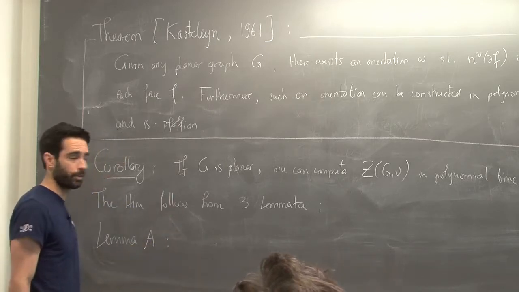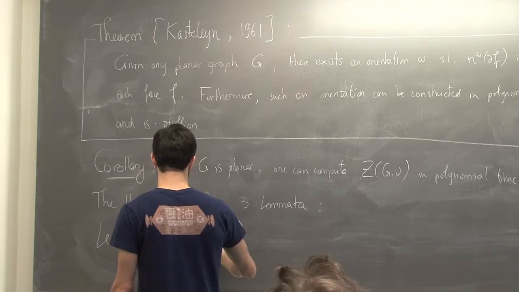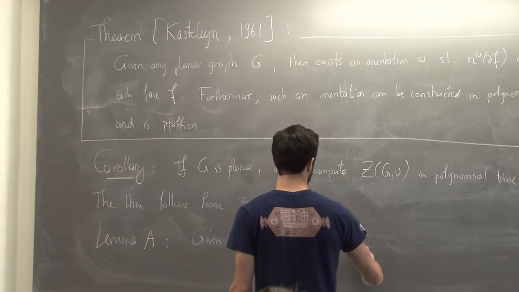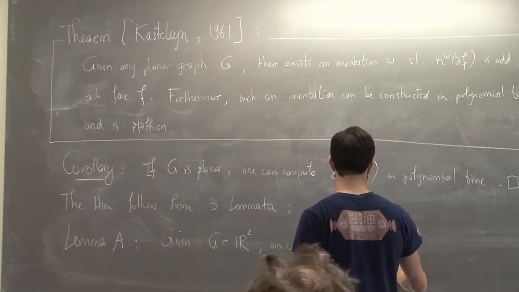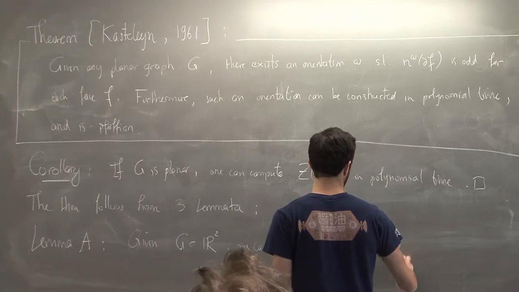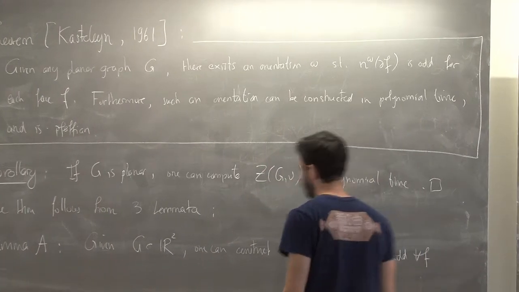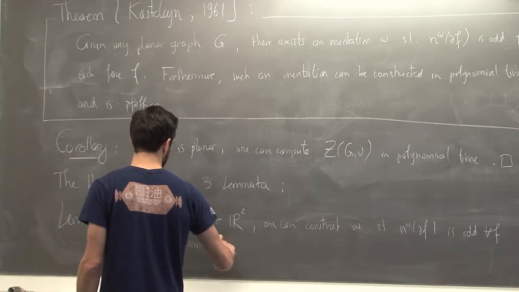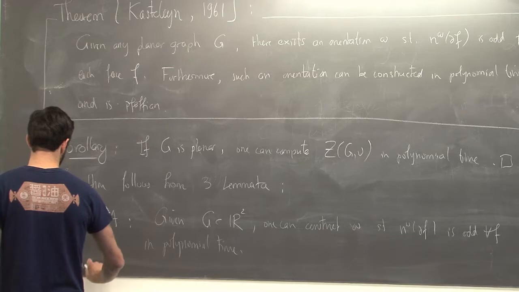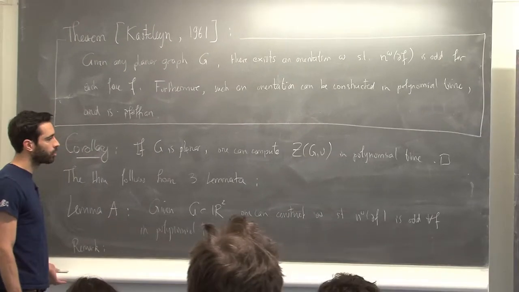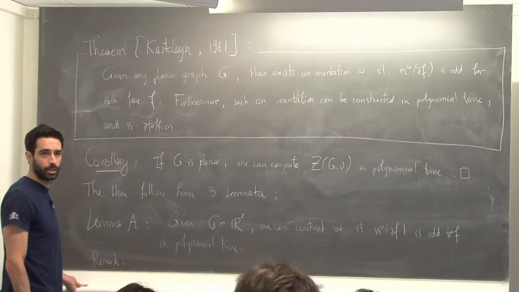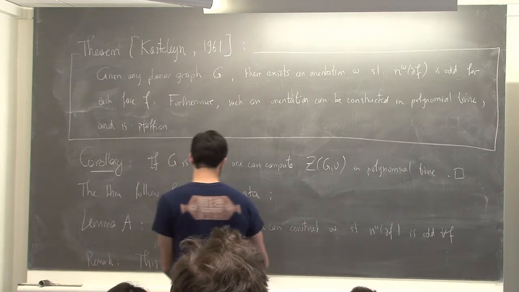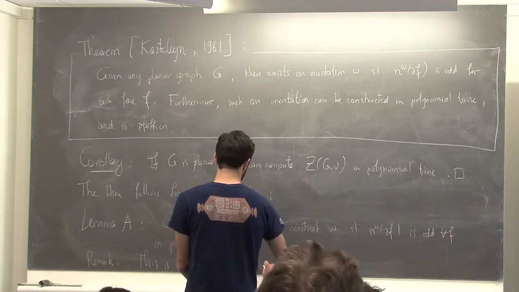First lemma is about constructing the right orientation. So given G planar, one can construct omega such that n omega of the boundary of F is odd for every F in polynomial time. And maybe just a terminology or a remark. So Kasteleyn called this an admissible orientation. We will call this a Kasteleyn orientation. Now people call this a Kasteleyn orientation.